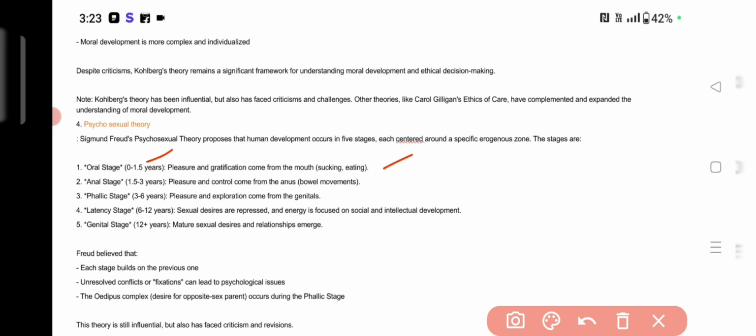So in this stage, from 0 to 1.5 years, the baby's pleasure and gratification come from the mouth, sucking and eating. So it is the oral stage.